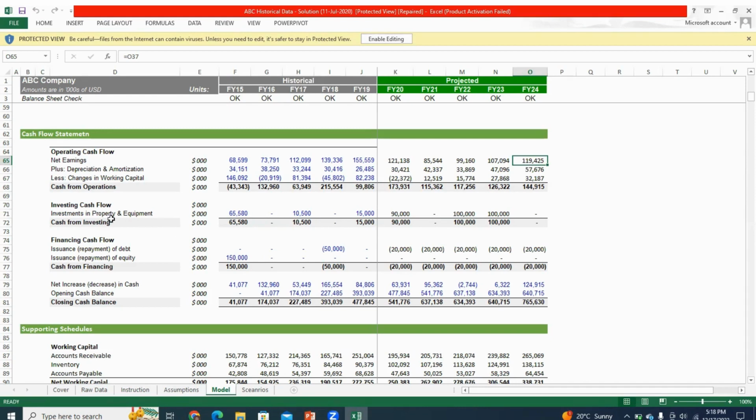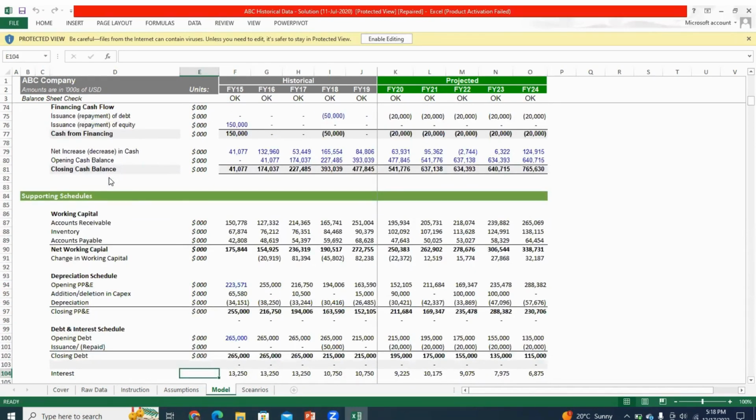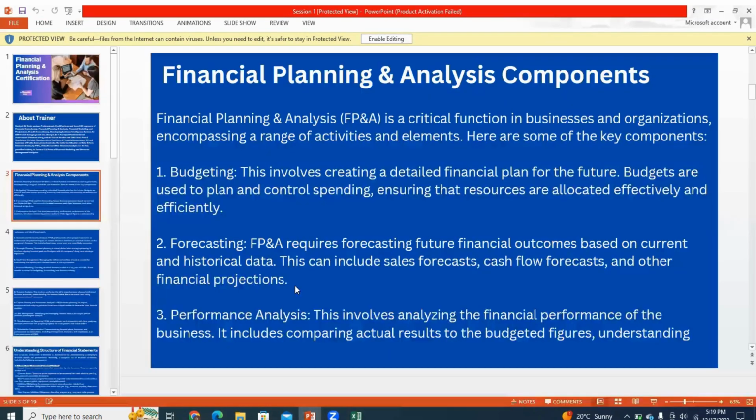It separately includes the capex cost. It separately includes the outflows of cash and some expenses. Then we have supporting schedules. These are also required for auditing purposes, for projection purposes. And these are all the important components of financial planning and analysis as well as financial modeling. So see, it says include sales forecast, we have seen it. It says cash flow forecast, we have seen it. It says other financial projections, we have seen it.